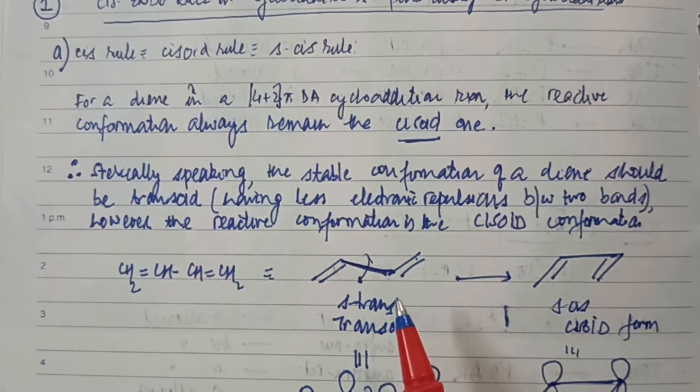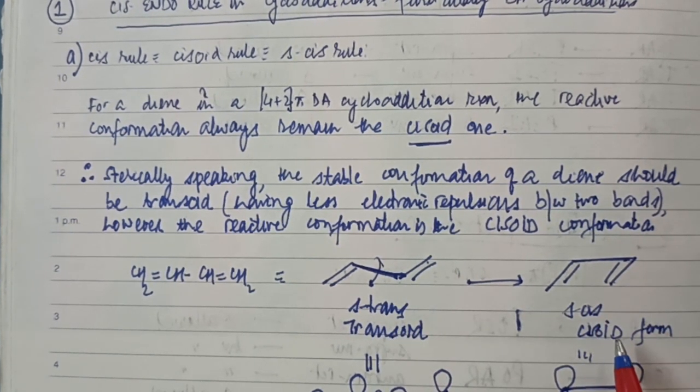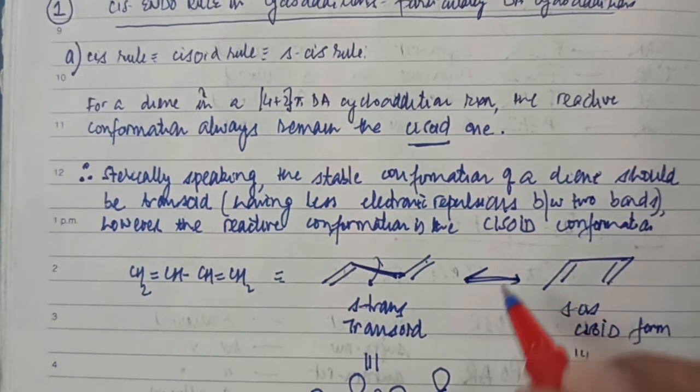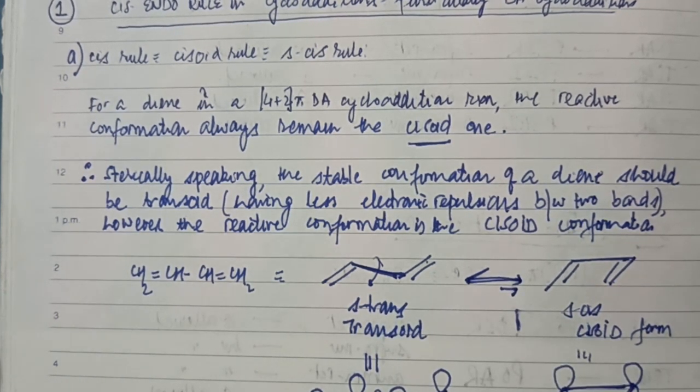These two forms are rotamers with respect to one another. That means the transoid form can, upon rotation, get converted into the cisoid form, and the cisoid form can in turn get converted into the transoid form. So if some kind of an equilibrium is established between them, the equilibrium should largely favor the transoid form because it is more stable, and very little the cisoid form.